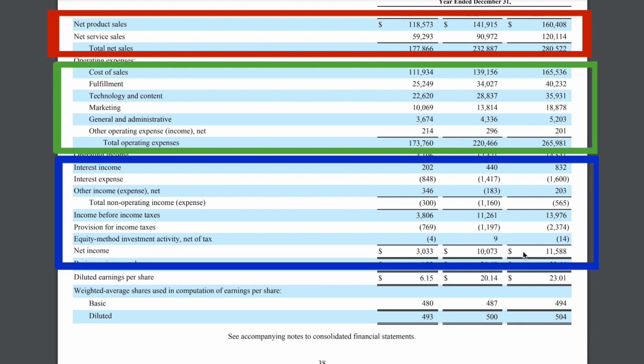Amazon lists their revenue as product and service sales, with the total net sales below. Then, they have all of their operating expenses, including the cost of sales. This brings you to the operating income. Then you have interest, taxes, and other income. This is basically interest on their debts, interest that they've received from investments, miscellaneous income, and taxes.